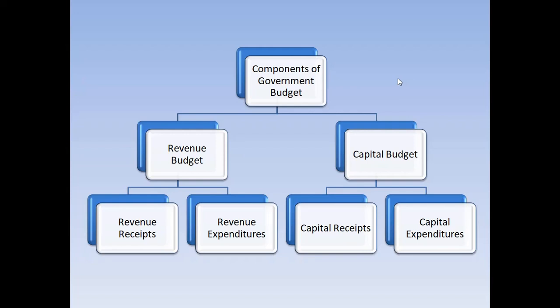Now, what are the components or the structure of the government budget? The government budget comprises two parts. Number one, revenue budget. Number two, capital budget. This revenue budget consists of two parts: revenue receipts and revenue expenditures. Similarly, the capital budget has capital receipts and capital expenditures.